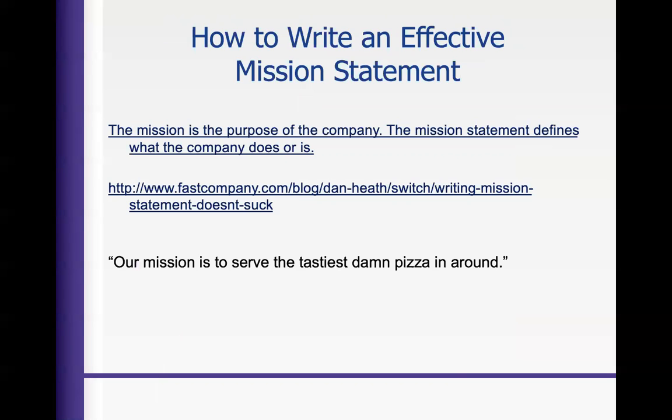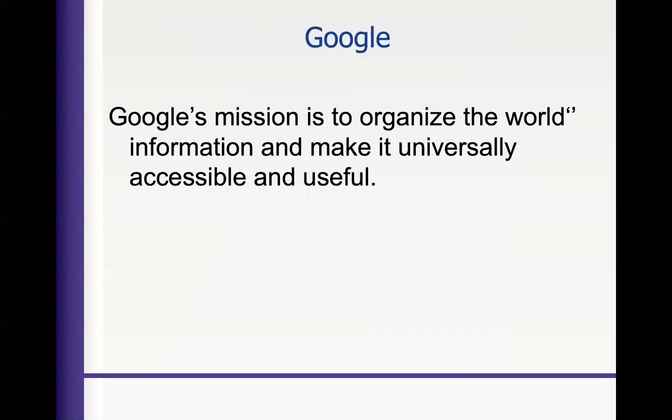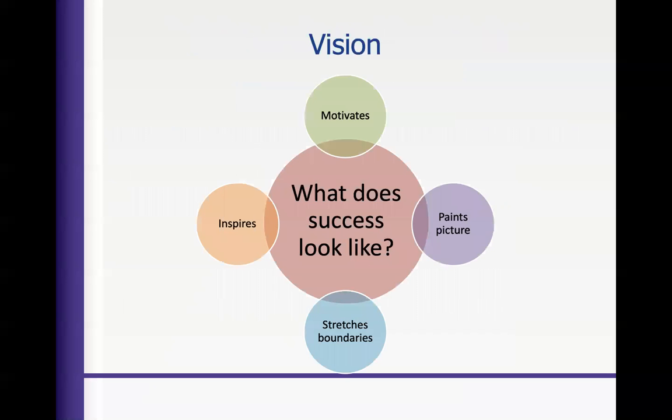So, for example, here's a mission statement of a pizza organization. Our mission is to serve the tastiest damn pizza in and around. Our mission is to present with integrity the highest quality entertainment solutions to families. Here's Google's mission statement. Google's mission is to organize the world's information and make it universally accessible and useful. Think about what Google does. Do they meet the mission of what they say they're going to do?